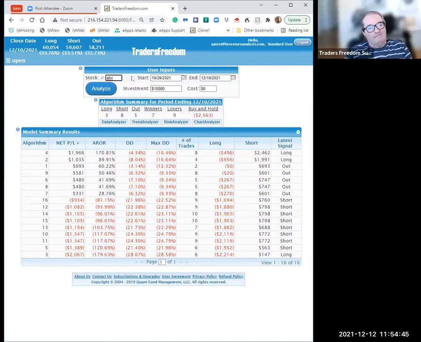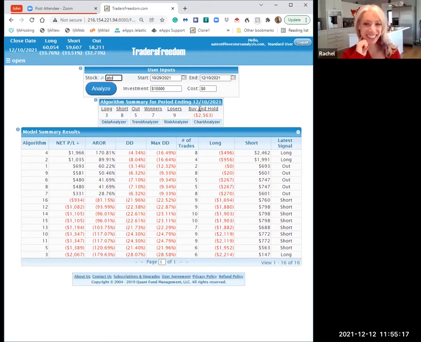Okay, so same time frame, same investment size. For Monday, 3 algorithms say go long or buy it. 8 say go short or sell it. 5 say just get out of the way because it's not clear enough. 7 algorithms made money, which is not bad. 9 lost, which is not great, but it's not bad. And unfortunately for Rachel, in the last 6 weeks, that $10,000 has lost $2,500. It's lost a quarter of its value.